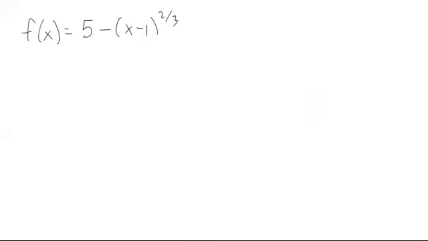Let's take a look at this function and try to graph it based upon derivative information. Let's take some derivatives. f prime of x is equal to, so the 2/3 comes out in front, negative 2/3, and we get x minus 1 raised to the negative 1/3, which I'll write like this, x minus 1 to the 1/3. All right, take another derivative.